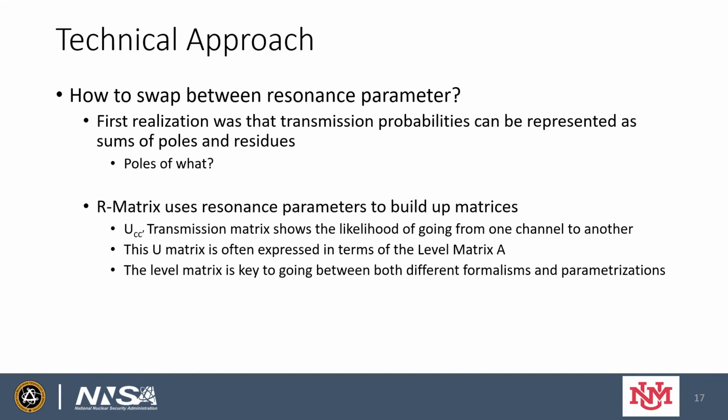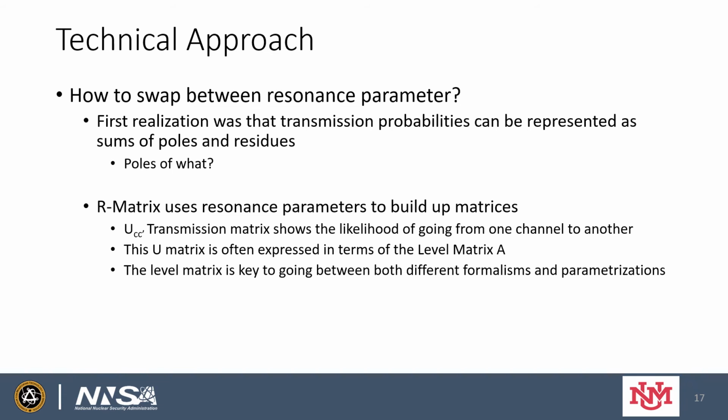Okay, so with all that, how do we actually go about translating between the different parameterizations? Well, the first realization came from Huang's paper, where he represented the transmission probabilities, and therefore the cross-sections, as a sum of poles and residues. But poles of what, you might ask?